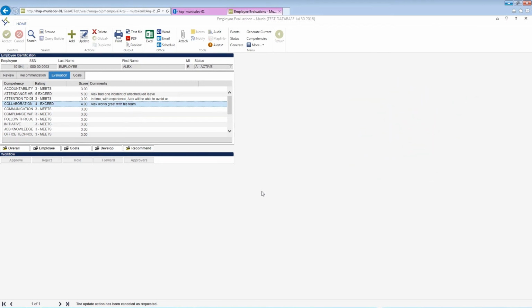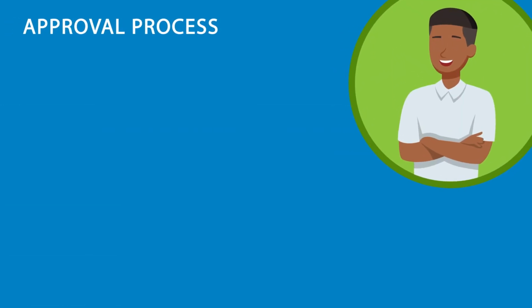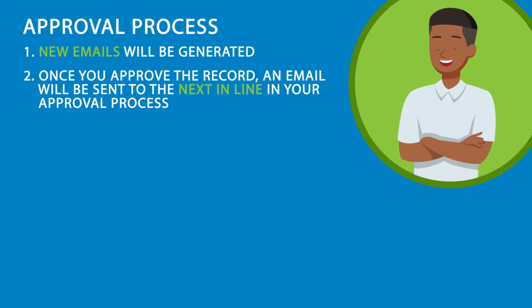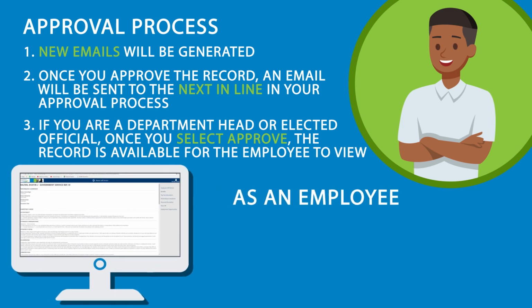After you have made all of the changes to the record, select More from the menu ribbon, then select Release. This will cause the record to begin the approval process again. New emails will be generated as well. Once you approve the record, an email will be sent to the next in line in your approval process. If you are the department head or elected official, once you select Approve, the record is available for the employee to review on his or her self-services portal.